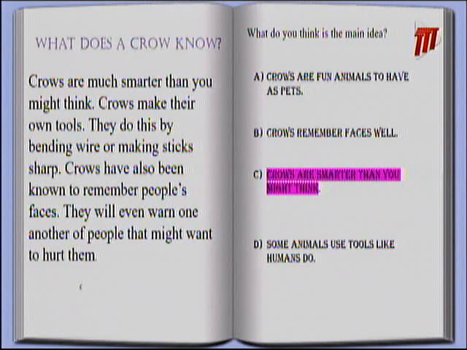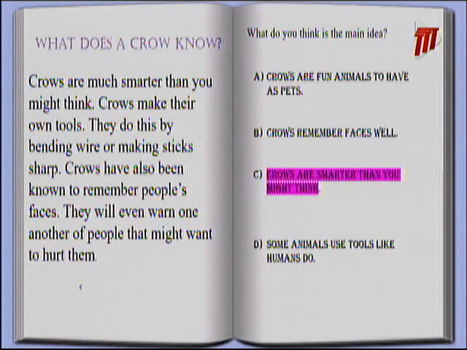So let's go with D. Some animals use tools like humans do. So the problem with this one now, it's not crow specific. Remember, whatever you're doing has to stick to your topic of crows in this case. So if you were reading about bats, then what you would do is you'd look for the information about bats. You wouldn't have anything in there talking about cows or hippopotamuses. They would be disregarded because they would not stick to the main idea that you're dealing with. In this case, we are dealing with crows, so the main idea has to be about crows. So C would be your answer. Crows are smarter than you might think.